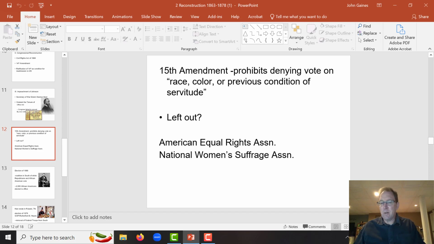The National Women's Suffrage Association is going to be a lot more aggressive, though. They're going to be a lot more demanding. They are going to go out and actively break laws and commit protests and stuff like that.